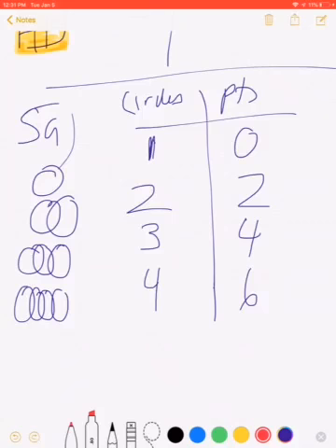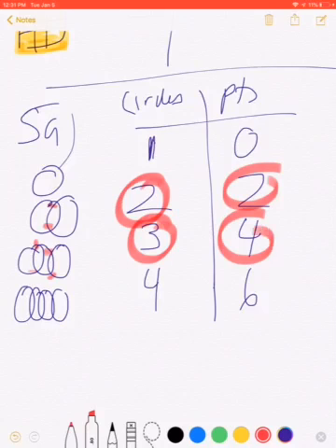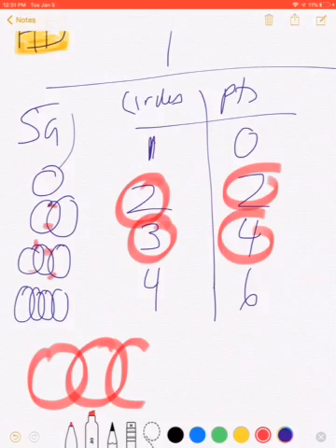Okay, so this question says the number of circles and the points. With 1 circle, I have no intersection. Okay, so that's a weird one, but if you think about it, there's nothing to intersect, so you're at 0. Here I have 2 circles, 2 intersections. Here I have 1, 2, 3, 4. 3 circles, 4 intersections.